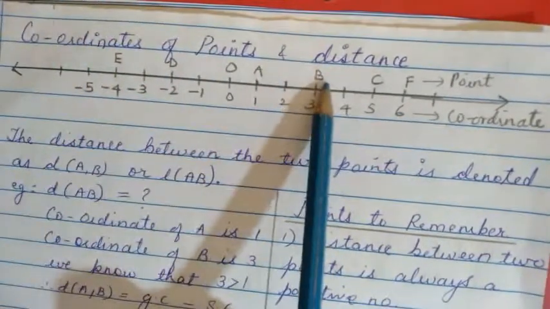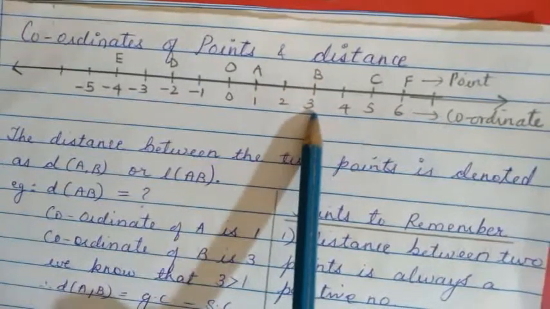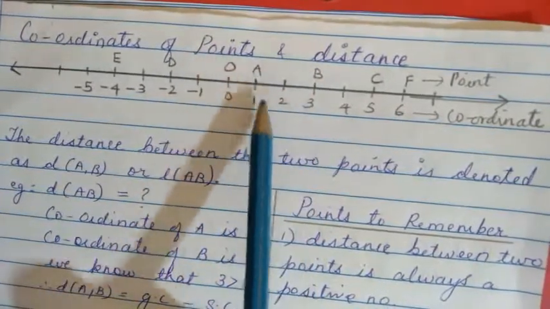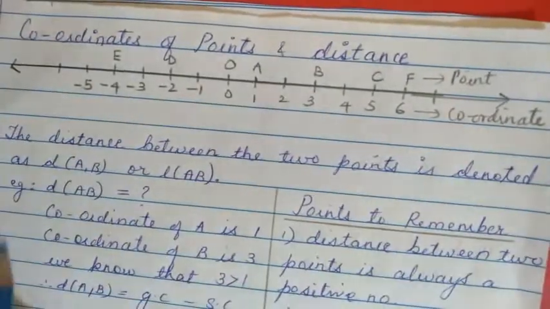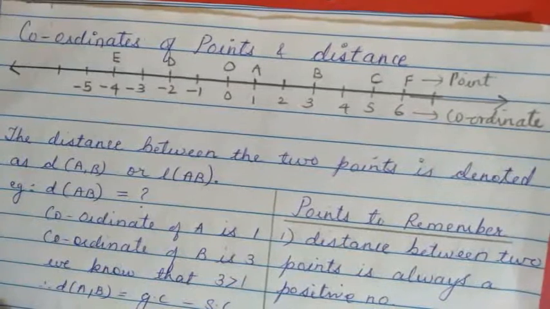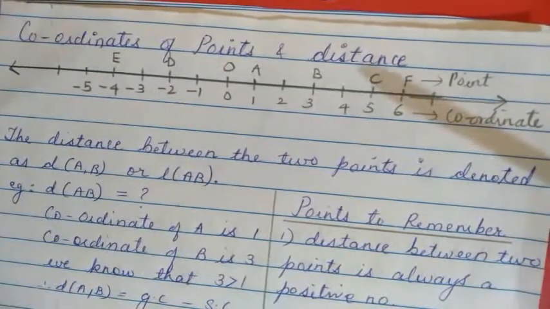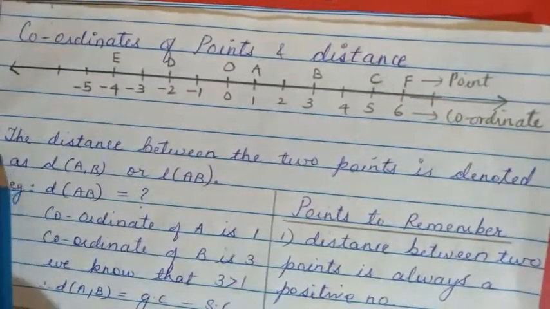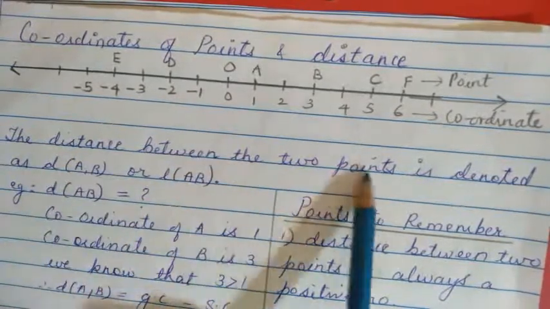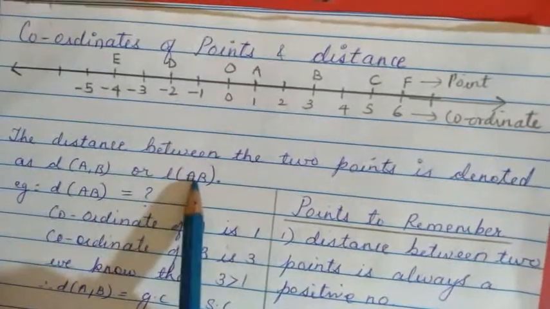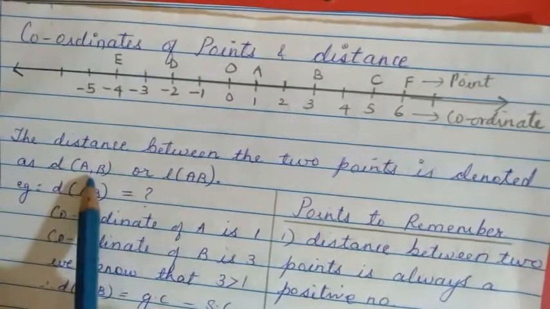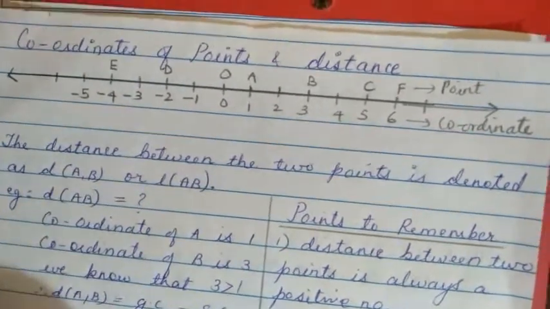Say for example, the coordinate of B is 3, the coordinate of A is 1, etc. Let us now learn to find the distance between any two points on the number line. The distance between the two points is denoted as distance AB or length AB. Length AB and distance AB are the same.